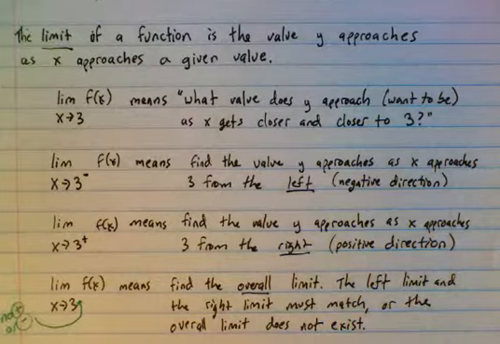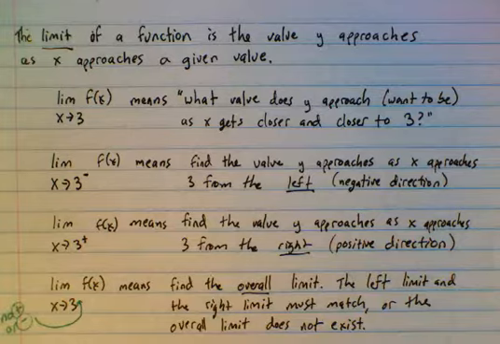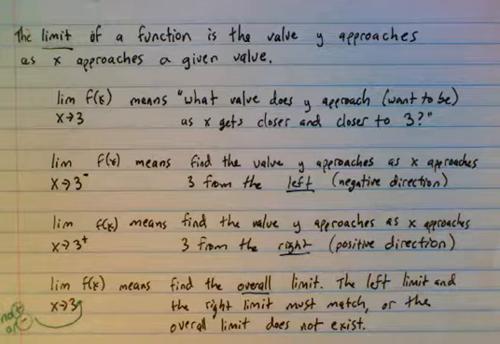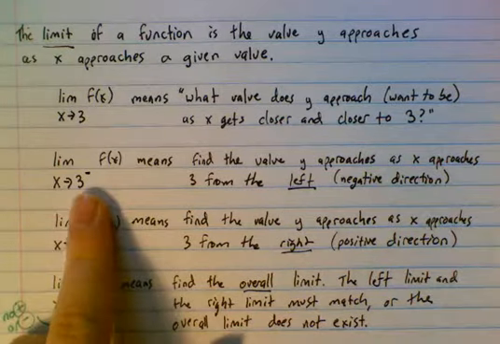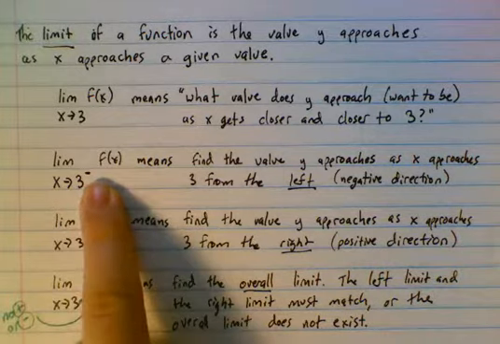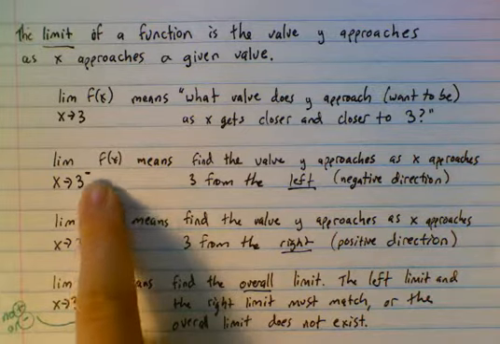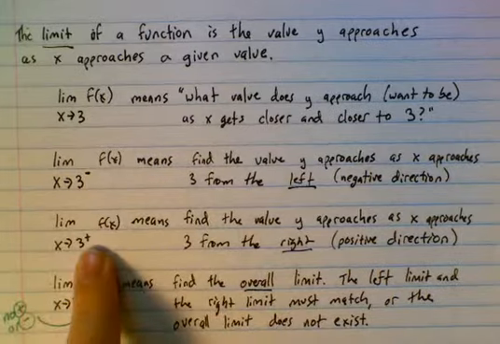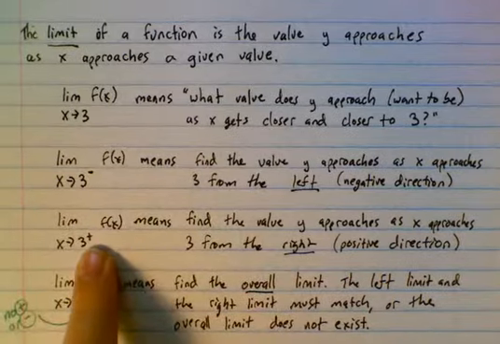So we're not interested in what y is when x is 3. But we're looking at what it gets really, really close to as x gets really, really close to 3. This right here is specifically saying that we're finding the value that y approaches as x approaches 3 from the left. So this little negative is a new notation. It's not negative 3. It's not 3 to the negative first power. It simply means approaching 3 from the left. Likewise, this positive means we're approaching 3 from the right.